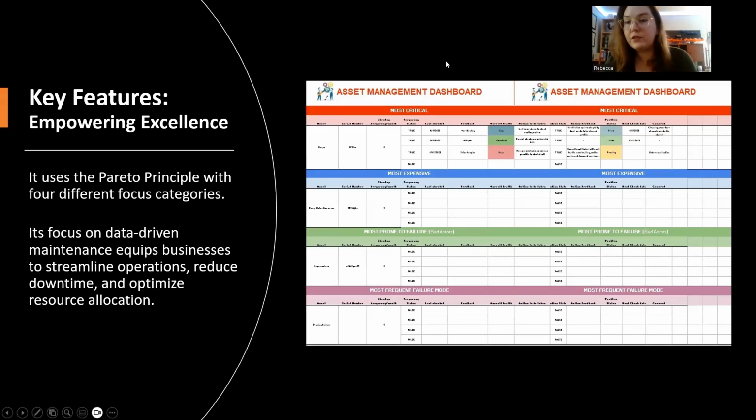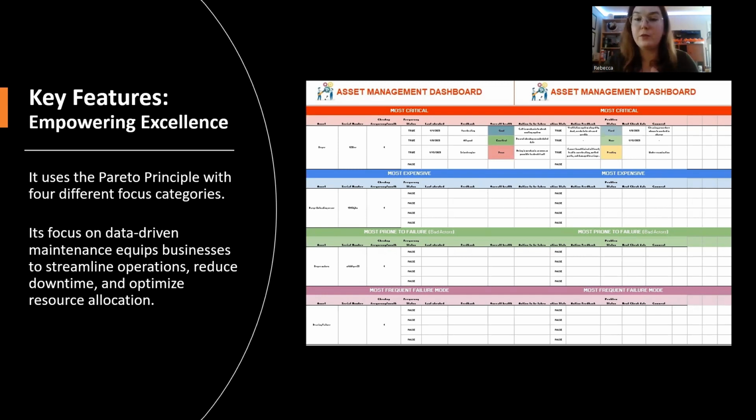So on the right, you can see a screenshot of the dashboard with just one example asset from each category. Depending on the size of your operations, we're going to recommend probably around 3. Again, it depends on the size of your organization and your maintenance operation.